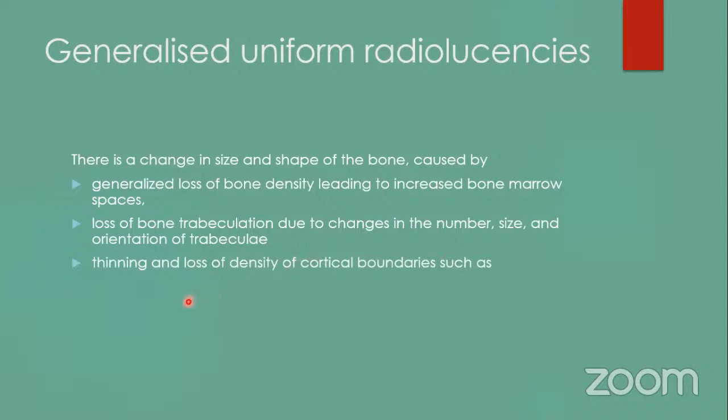And then the cortical boundaries become thin and lose density. For example, the inferior border of the mandible, as we have seen, the bony wall of the maxillary air sinus, the mandibular canal, and the calvarium.